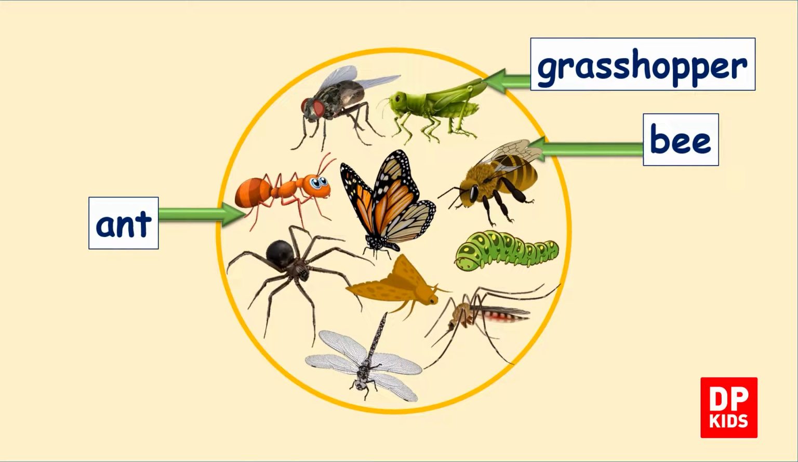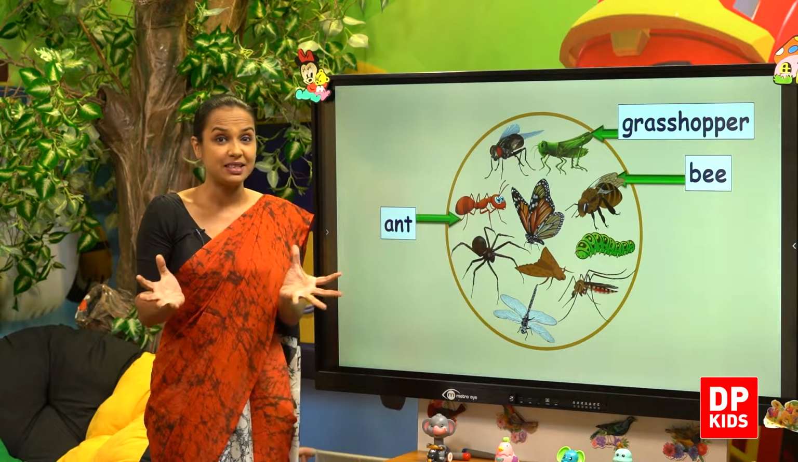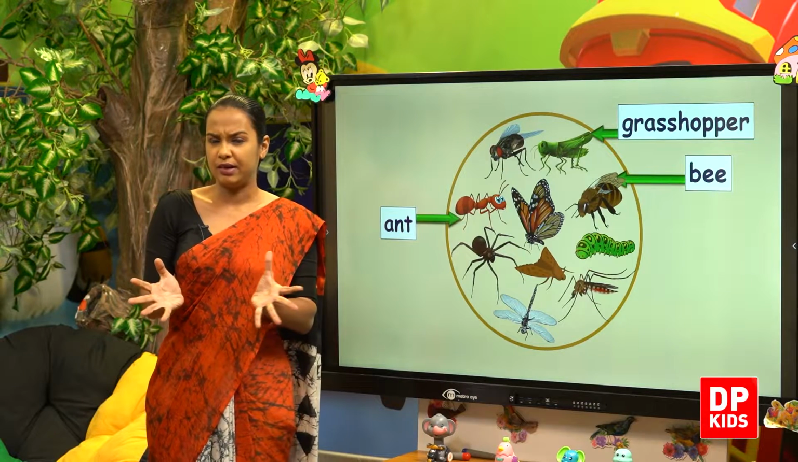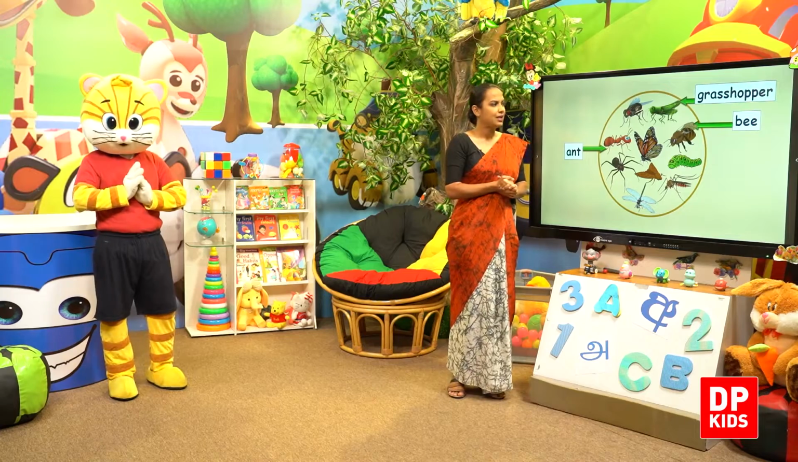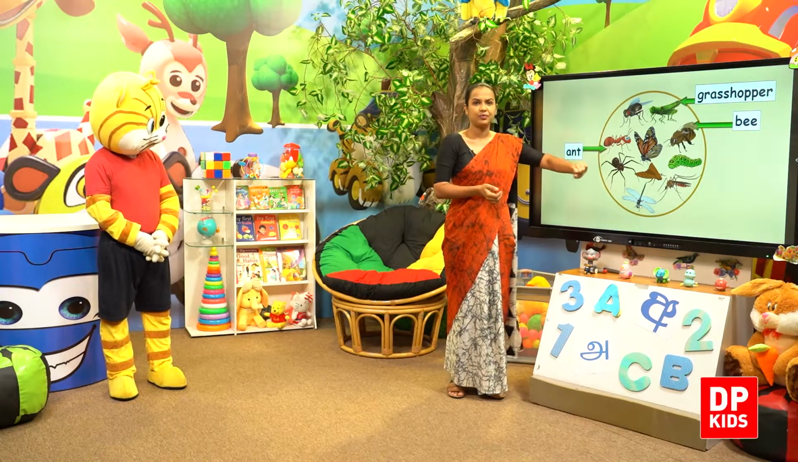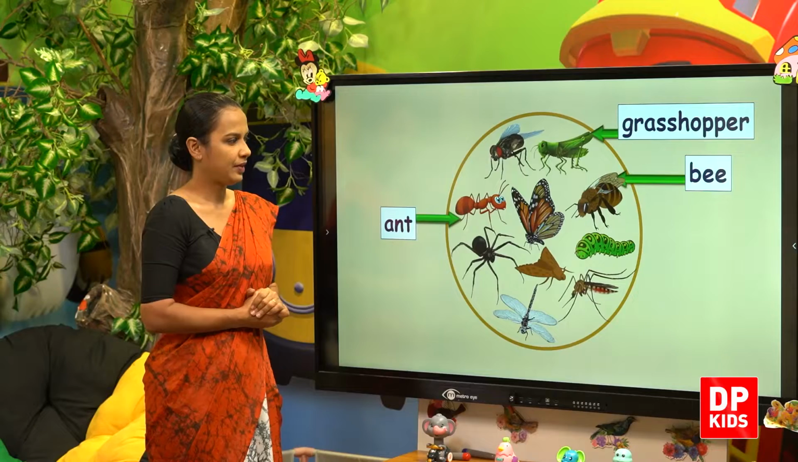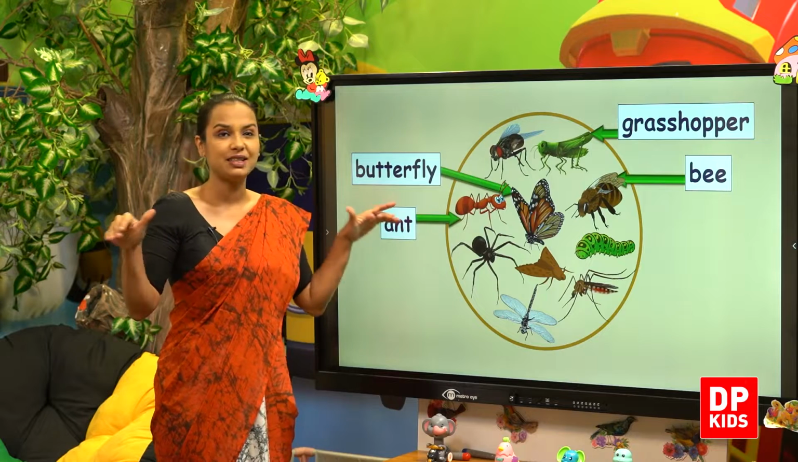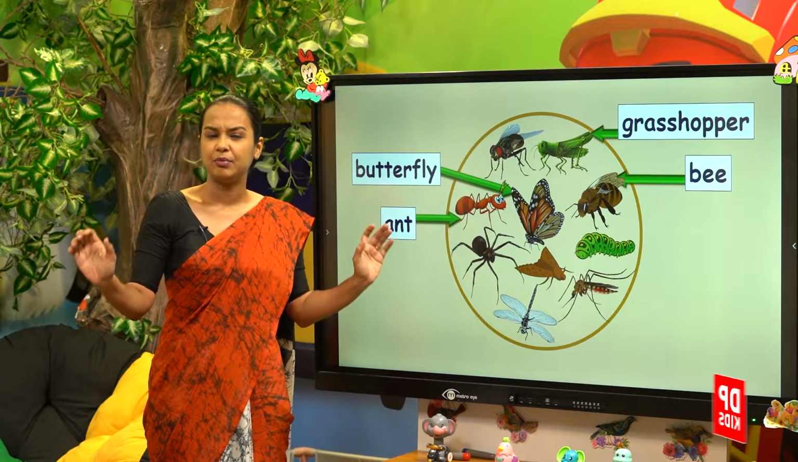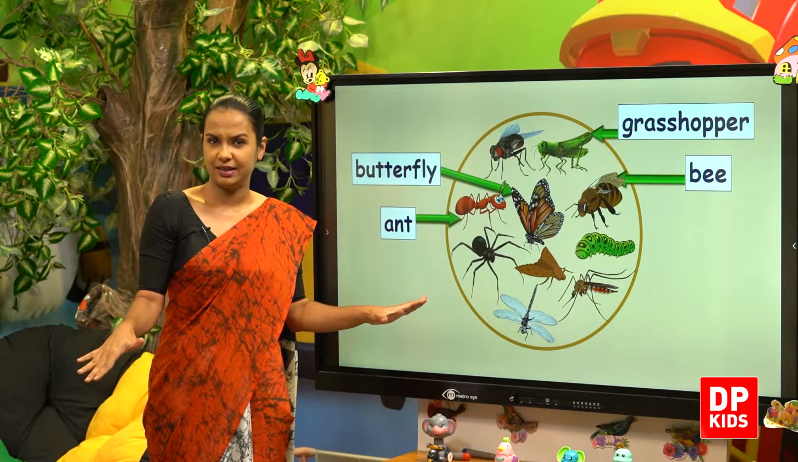Meemessa. Have you seen bees? Yes. Near flowers. Godak welawata meemesso inne mal gawa neda kitty? Yes. So, meemessa. It's called bee. Bee. Then, we have a butterfly. Butterfly is also an insect.